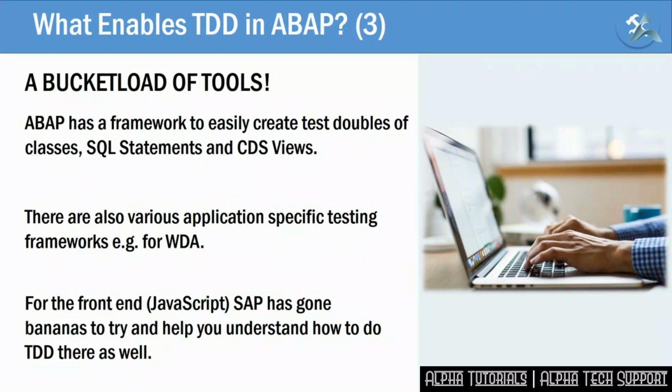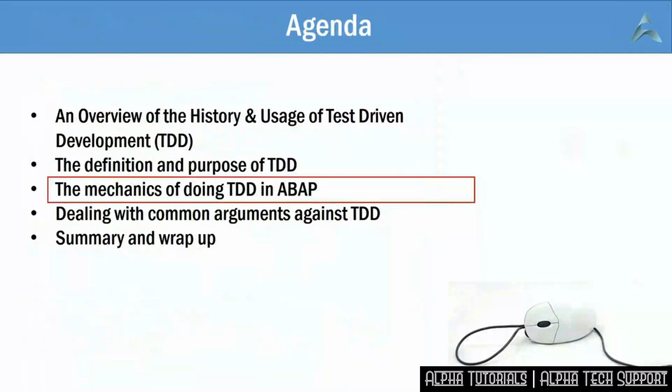That's the end of this section, which has been more theoretical. In the next section, we'll go on to the actual mechanics of how you do test-driven development in ABAP. We are now in section 2, which is all about the mechanics of doing test-driven development in ABAP. And the first lesson is all about how you go about designing testable code.